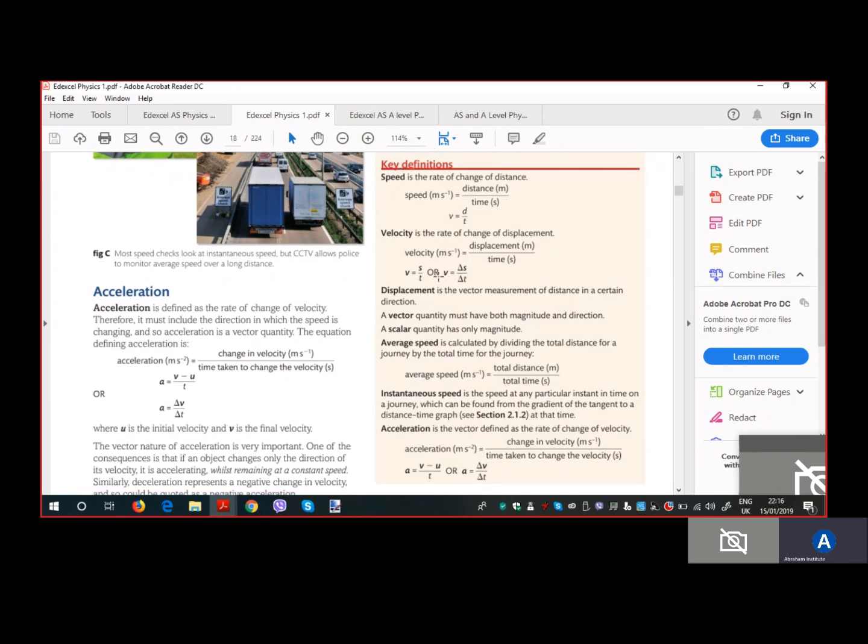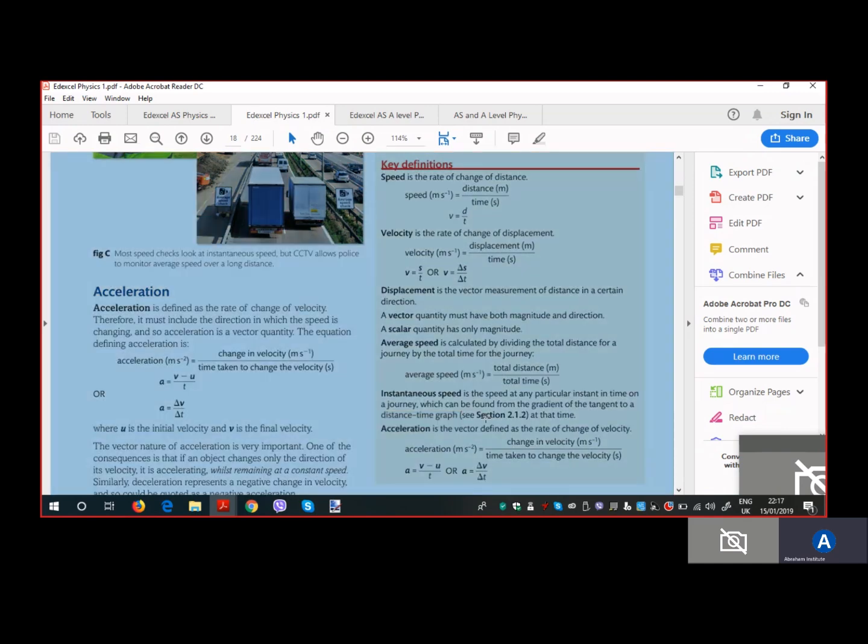This is very important. This entire box here is important, because these are all definitions. So on any page, if it's a definition, you have to know it. Now, can you see, instantaneous speed is the speed at any particular instant in time on a journey, which can be found from the gradient of the tangent to a distance time graph.